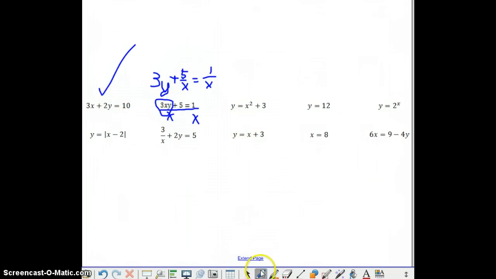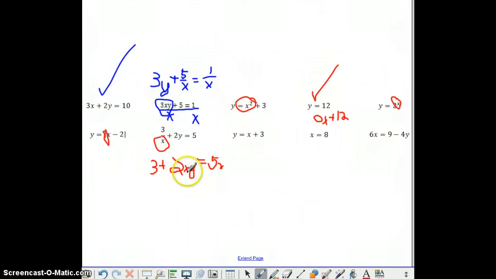Alright, if we look at this next one, it's got x squared, so we know that one won't work. This one here we said will work. It's just got y equals 0x plus 12. The next one, we have x as the exponent, so that won't work. Here we've got the absolute value bars, so it won't work. Here x is already in the denominator. If we try to multiply it out, we get 3 plus 2 times x times y equals 5x. And we don't want 2 times x. That's going to mess us up.